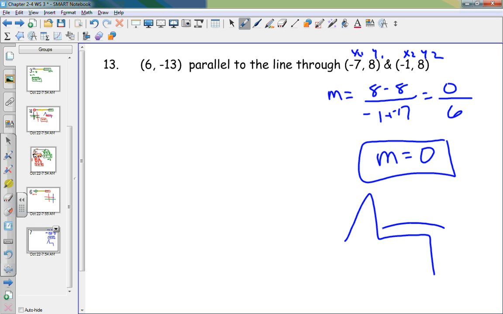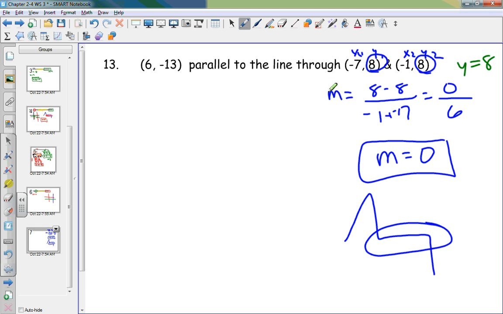A horizontal line has a slope of 0, and guess what? If you look at your y values, what are they? They're both 8, which means this was y equals 8 to begin with, correct? Did I need to actually find the slope?